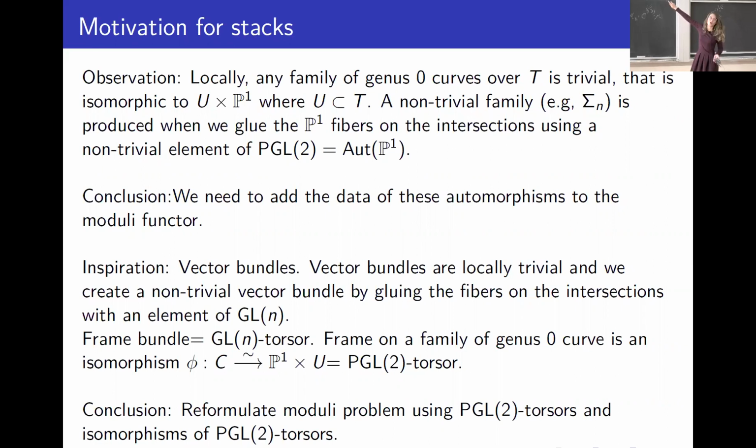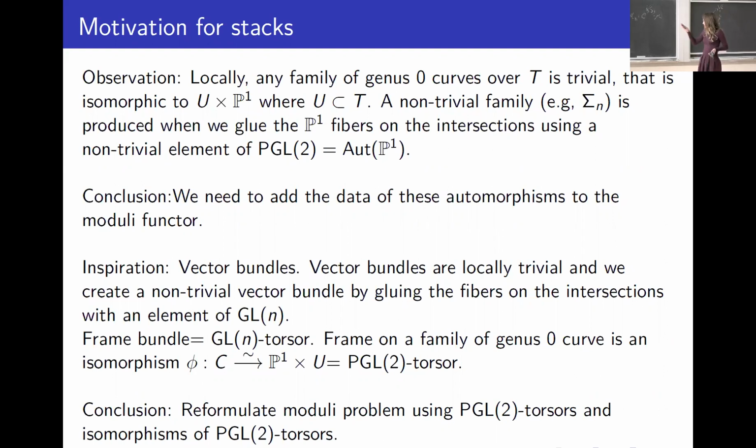Here I'm talking about an arbitrary scheme though. Like over T, it doesn't matter what it is. I still know that locally this family is trivial. Yeah. Oh yeah, of course that's very difficult, but this is just intuition. I'm gonna tell you what the universal base is in a second, but this is the intuition. Over every scheme, locally, trivial family, we create non-trivial families by gluing the fibers with an element of PGL2.